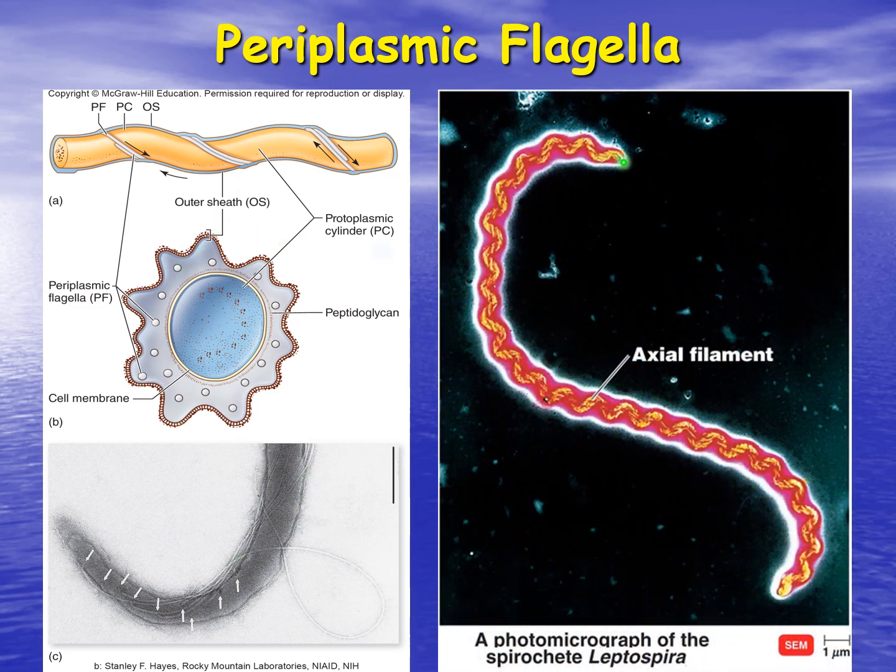And this is a great picture of one of these axial filaments. And so you can see this is what provides that twisting arrangement, as well as the twisting movement of these organisms in their environment.